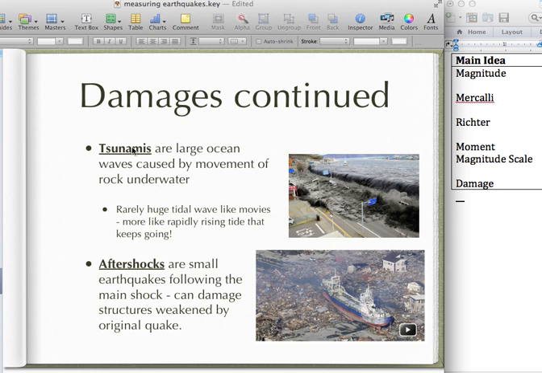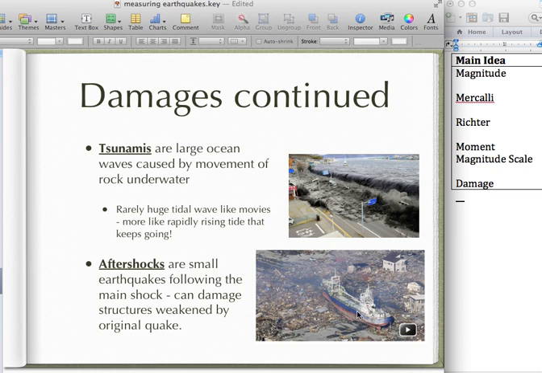Our next one is the tsunami. Right? These are large ocean waves caused by the movement of rock underwater. So in an earthquake, a very, very large piece of rock might thrust up into the ocean, pushing a wave out of its way, or a huge rock fall might collapse, causing a wave to move away from it. All right? These cause massive amounts of damage.